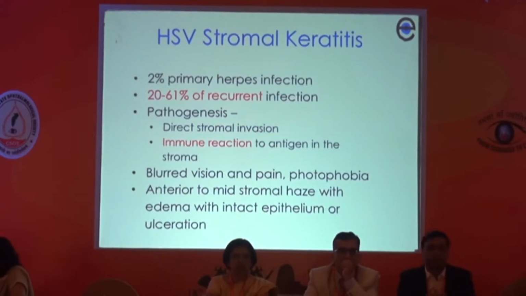Stromal disease, as I said, can be with or without ulceration. This is more commonly seen in recurrent cases, and the important thing to note here is that it is in general an immune reaction to the viral antigens in the stroma. This can be with an additional component of active viral replication, but the major manifestations that you see, the stromal infiltration of white cells, the necrosis of the stroma, the destruction of the cornea, is due to an immune reaction of the body's immune system to the viral antigens. And once we know that, it becomes easy to manage.